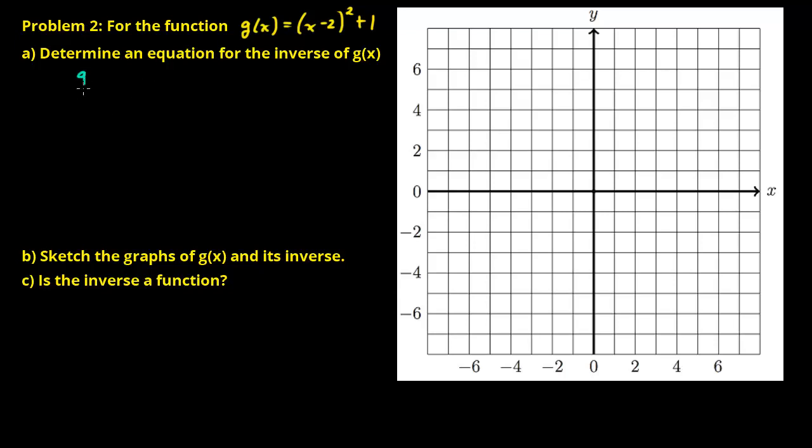So that means we'd let g of y be equivalent to x, and let's actually put y into the function for g of x, and we'll get that x is equal to (y minus 2) squared plus 1. So we swapped x and y, and now we're going to solve for y. I can solve for y by first subtracting 1 from both sides of the equation. So I get that x minus 1 is equal to (y minus 2) squared.